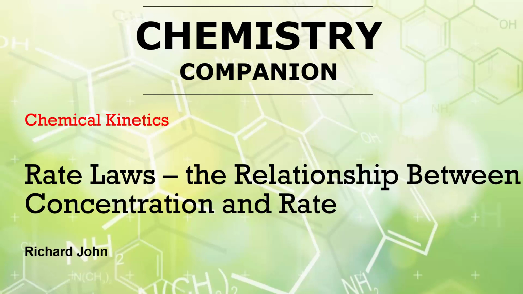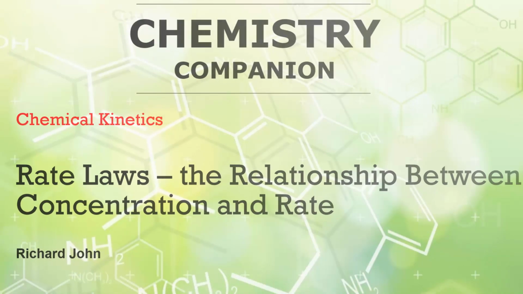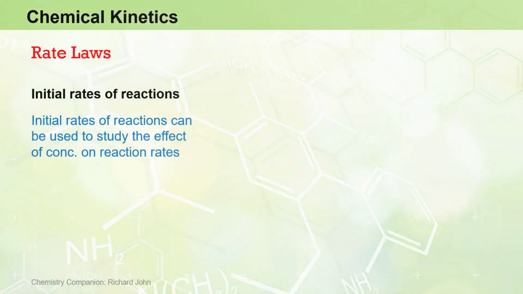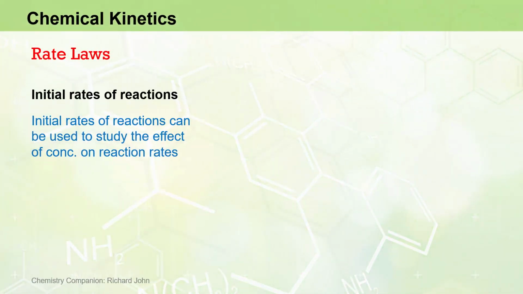We noted in the previous video that the reaction rates of many chemical reactions depend on the concentration of the reactants. In this video, we look at the relationship between concentration and rate in more detail and introduce the concept of rate laws. Experimentally, we can study the effect of concentration on the reaction rates by noting how the initial rate of reaction changes when we vary the initial concentration of reactants.